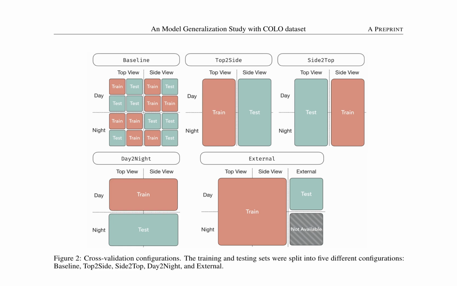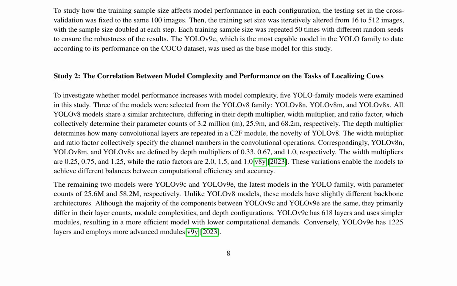In Study 2, the correlation between model complexity and performance was investigated by examining 5 YOLO family models: YOLOv8n, YOLOv8m, YOLOv8x, YOLOv9c, and YOLOv9e. These models differ in their depth multiplier, width multiplier, and ratio factor, which determine their parameter counts and computational efficiency. The study found that model performance generally increases with model complexity, but the improvement may not always be significant, suggesting that model selection should consider both accuracy and computational efficiency.